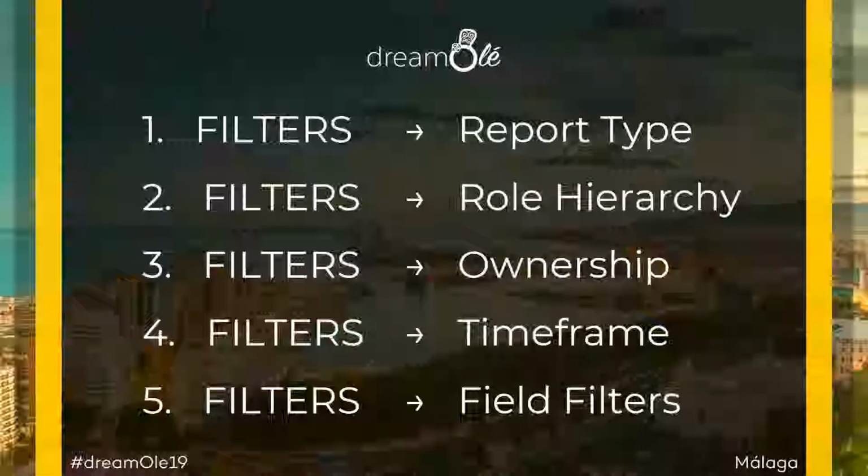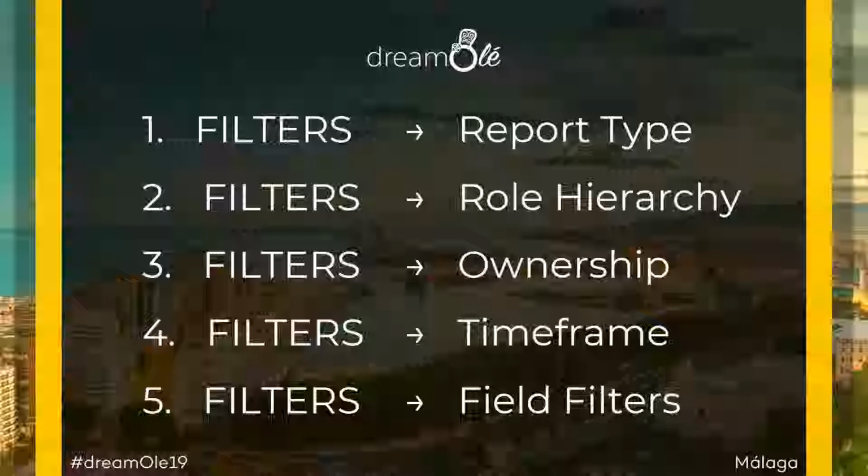Filters, filters, filters, filters, filters. The reason your data is not showing up in your report is because it's being filtered out. Now, there are 5 kinds of filters to be on the lookout for. You have your field filters, your time frame, who owns the record, and role hierarchy could come into play. And the very first thing I have listed up there is report type.